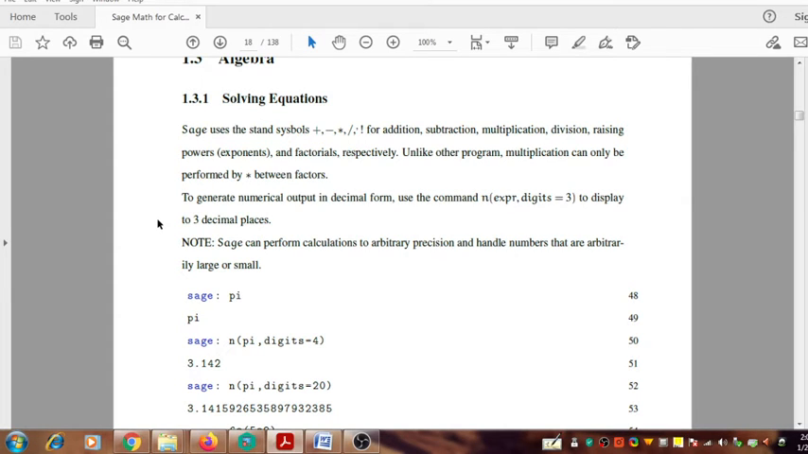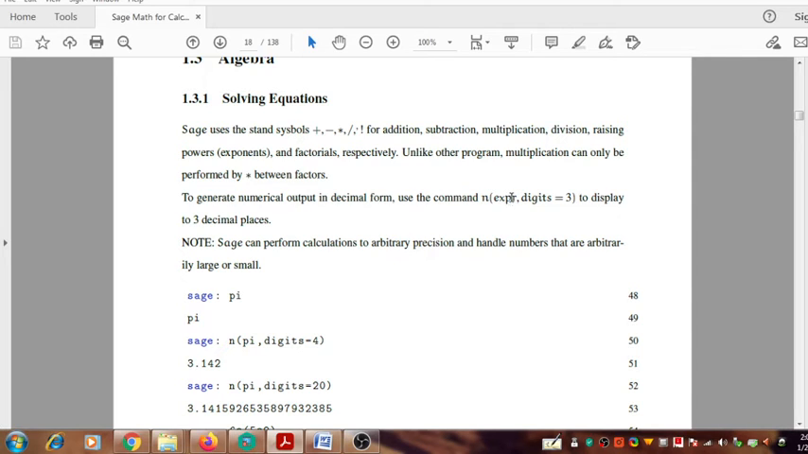If you want to generate a numerical output in decimal form, otherwise it will give you the output in integer form, we use the command n. Write n, in brackets the expression, comma, digits equals the number of digits actually required. Here digits equals 3 is used, which means the numerical answer will have 3 decimal places. We can see we get 3 decimal places.